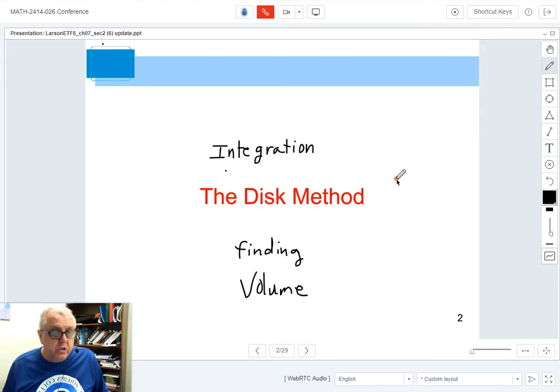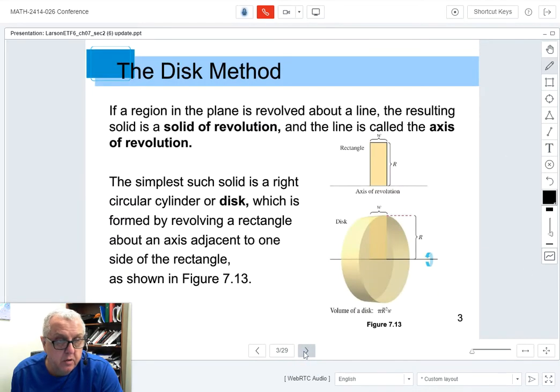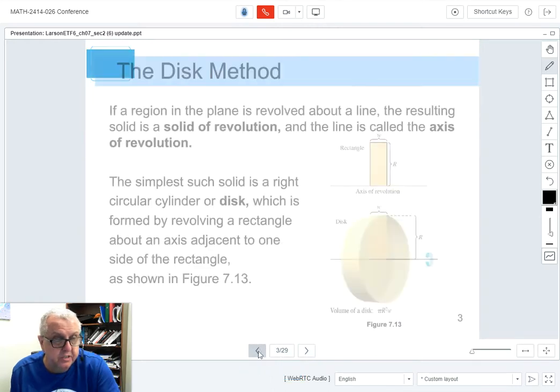Hi, this video is on integrating using the disk method to find the volume. All right, so let's take a look at a disk first.